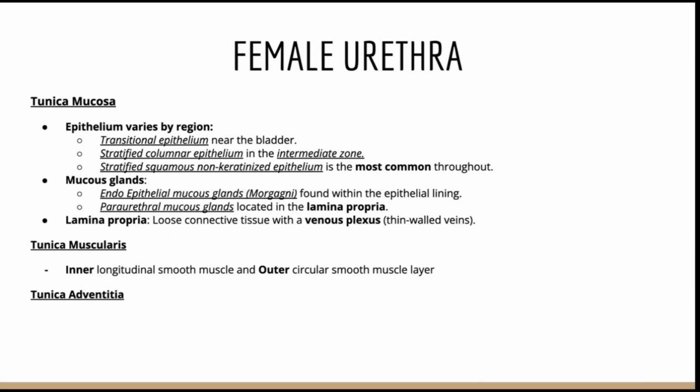When we talk about the mucus glands, there are two types of mucus glands present. We have the endoepithelial mucus glands of Morgagni, which are found in the epithelial lining, and then we have the paraurethral mucus glands located in the lamina propria mucosa. Another feature of the lamina propria is the venous plexus. These are called thin-walled veins. And the tunica muscularis has the inner longitudinal smooth muscle layer and the outer circular smooth muscle layer. And then we have the tunica adventitia.